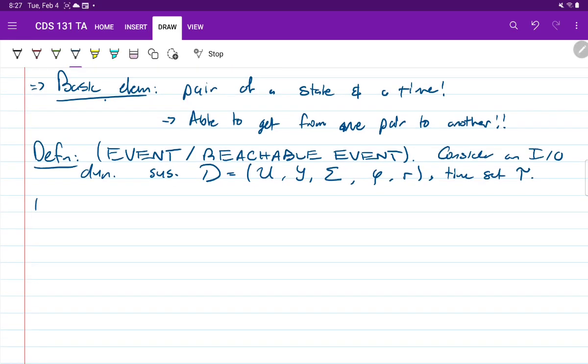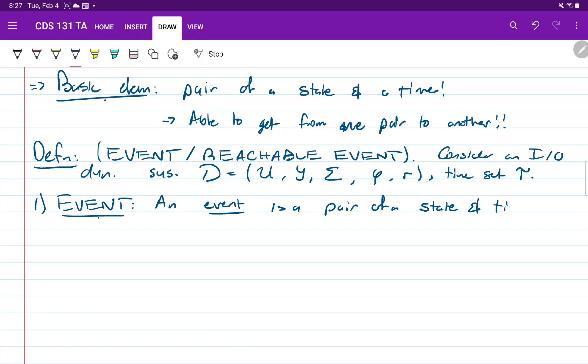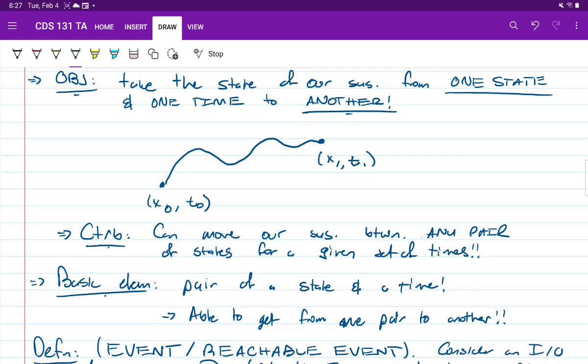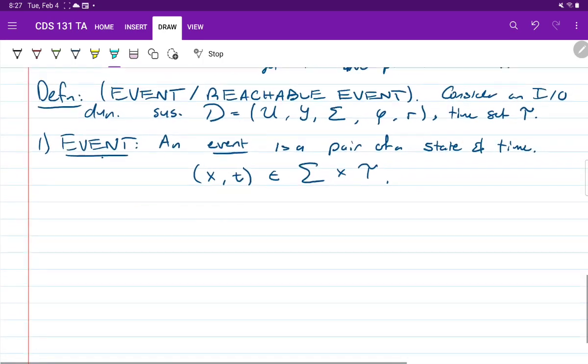Let's first define an event. An event for this system is just going to be a pair of a state and a time. So this is going to be something like x comma t, where this belongs to my state space sigma crossed with my time set t. If we look at this basic motivational example up here, we're saying our system's going to be controllable if I can go from one event to another event. So let's set the stage for that mathematically.